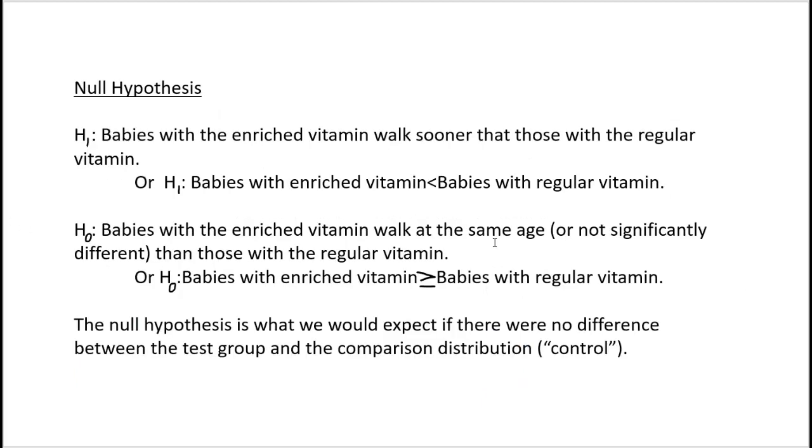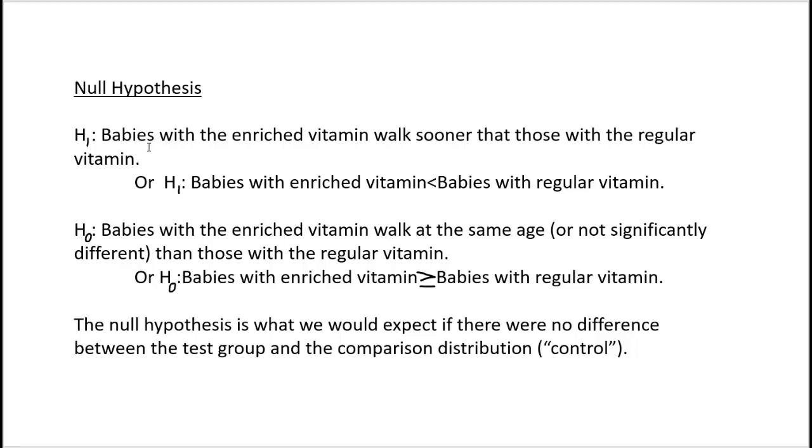So we're back to our enriched baby example. We're going to throw in a couple symbols as well. The symbol for the alternative or the research hypothesis is H sub 1. That is not HI, it's not H, the big number 1, it is H subscript 1. And the alternative hypothesis is that babies with the enriched vitamin will walk sooner than those with the regular vitamin.